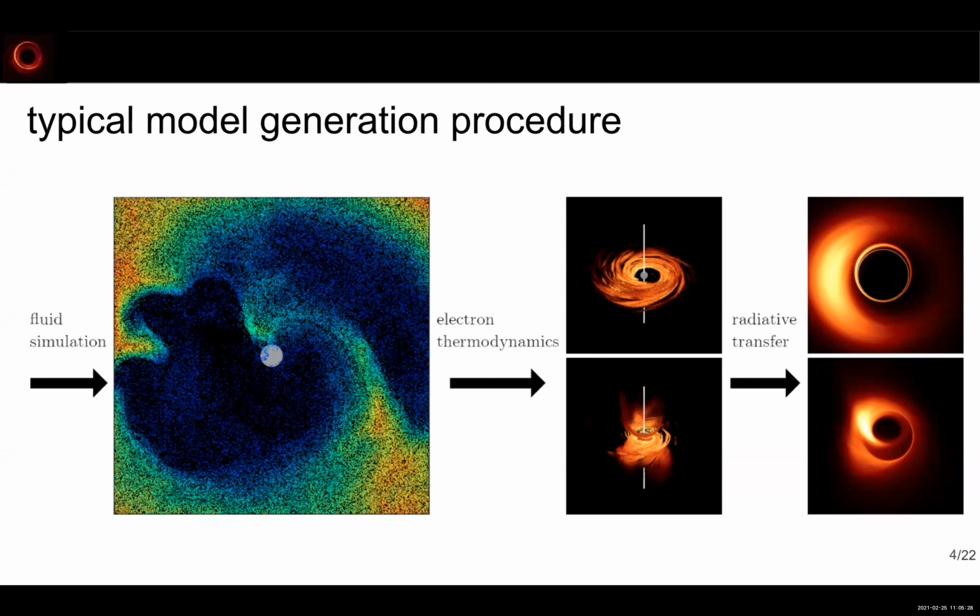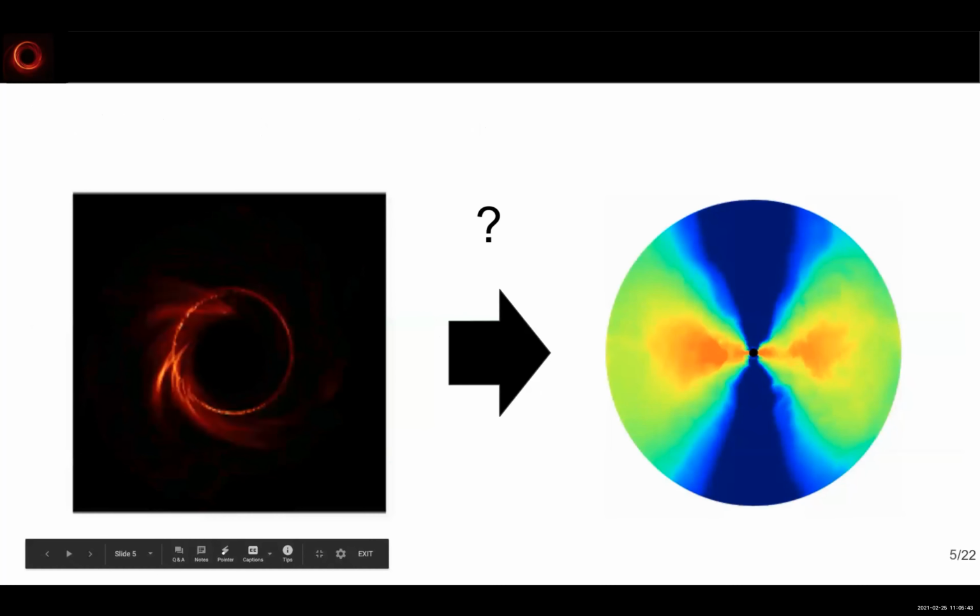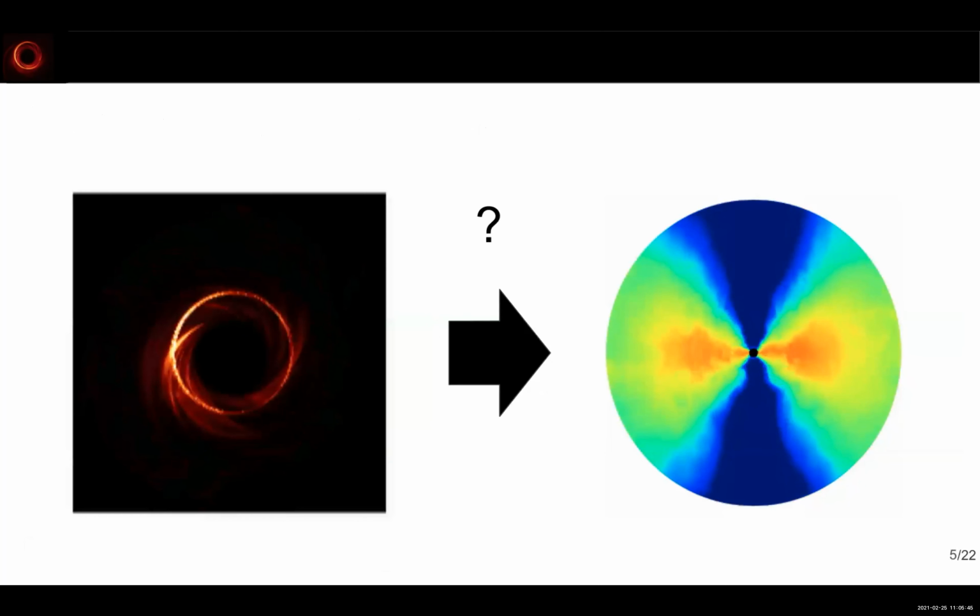But I want to remind everyone that the process that we really want to be doing for ngEHT, and for all these kinds of studies, is the opposite. We want to start from the right-hand side and go to the left-hand side, somehow invert. It's a parameter inversion process.